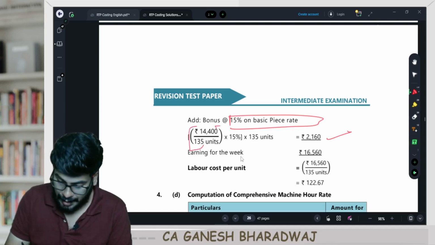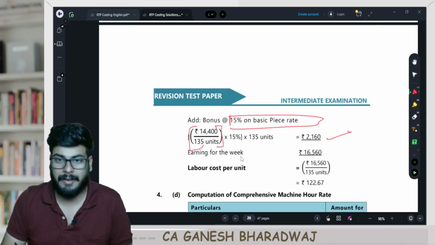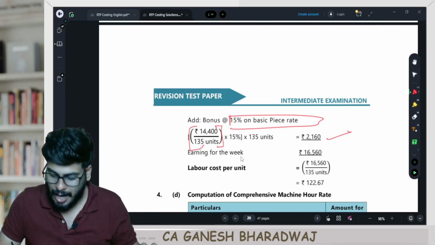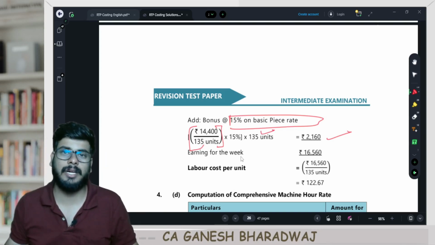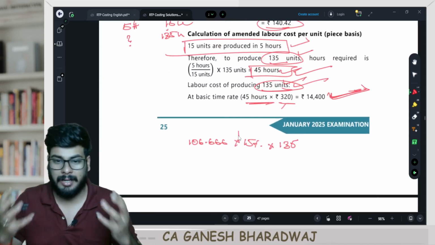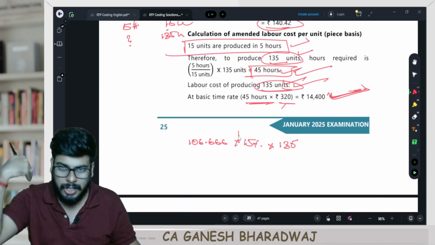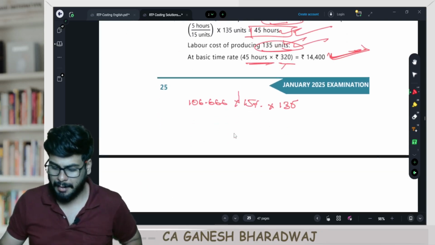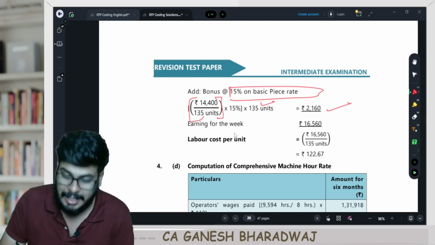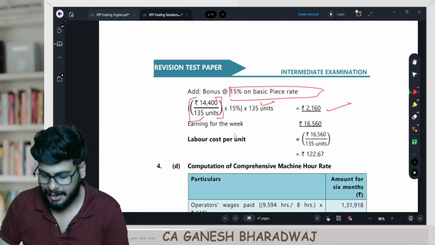That is the current piece rate, 14,400 divided by 135. Get the piece rate. On that 15% is the bonus value, and on the actual production of 135 units. Or directly, ideally speaking, what you can do, this itself is the piece basis of payment. On this, you apply 15% flat, you will get the same answer only. But this is how the institute expects you to present, because it is being converted into a piece rate. Are you clear with this?